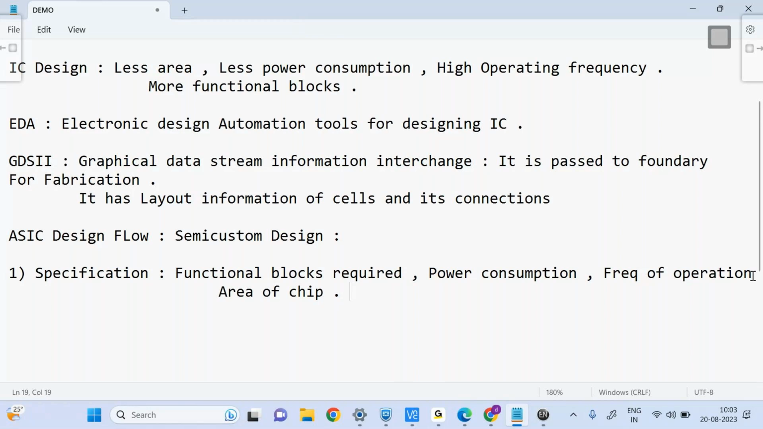There the top level team will be involved, and experienced people from the chip architecture team will be involved, and they will check the specification. Now, after taking the specification, we should start implementing these functional blocks. What are the functional blocks they have told? We should start implementing these functional blocks.